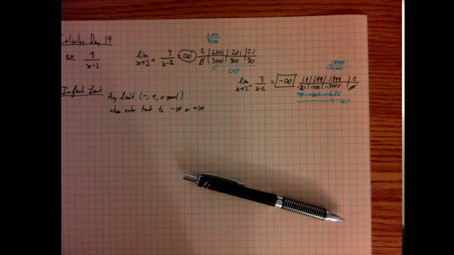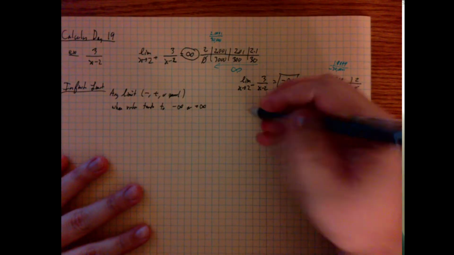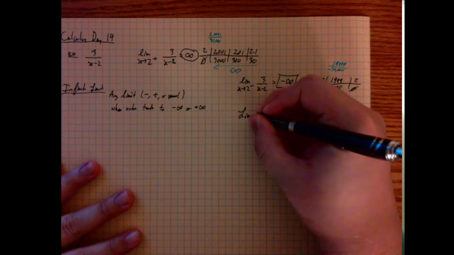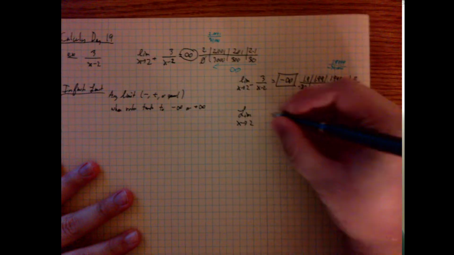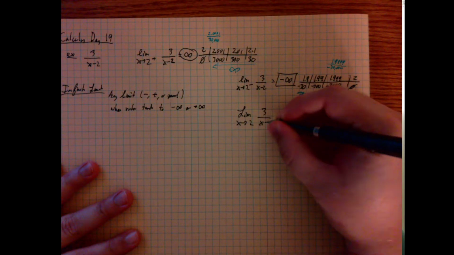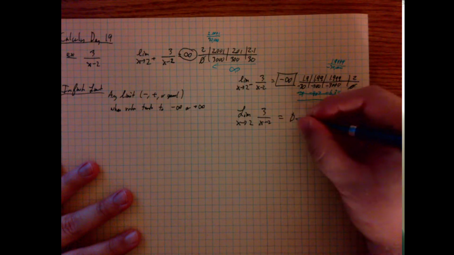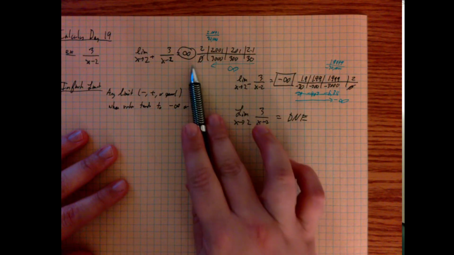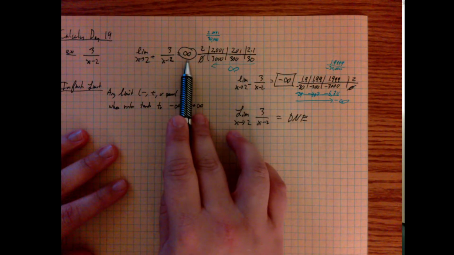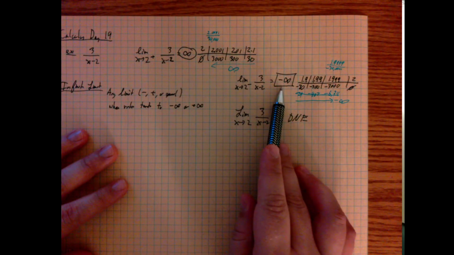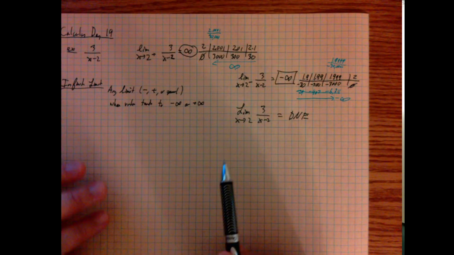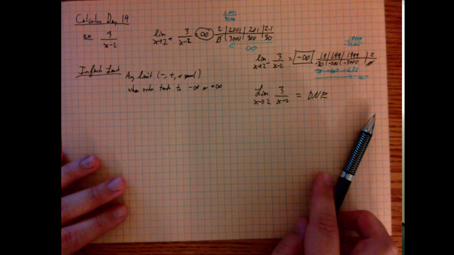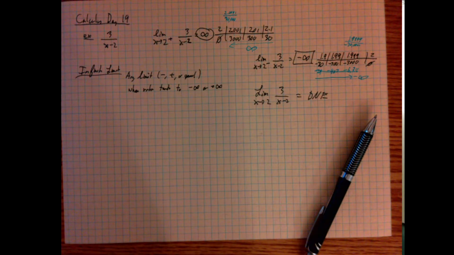Now, in this case, if I ask the question, what is the limit as x approaches 2 of this function, we would say it does not exist. Because remember, for a limit to exist, the left side and the right side have to agree. This one's infinity, this one's negative infinity, so this limit would not exist. Let's look at one where the limit does exist.